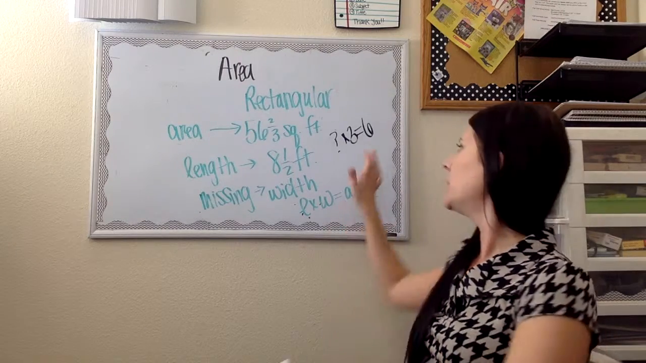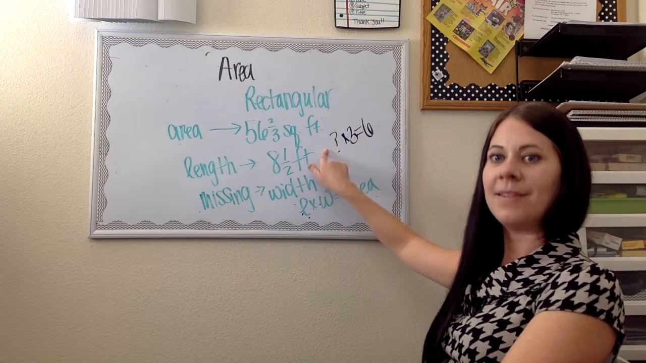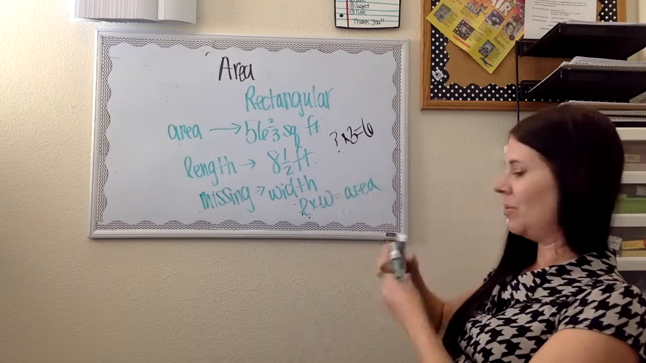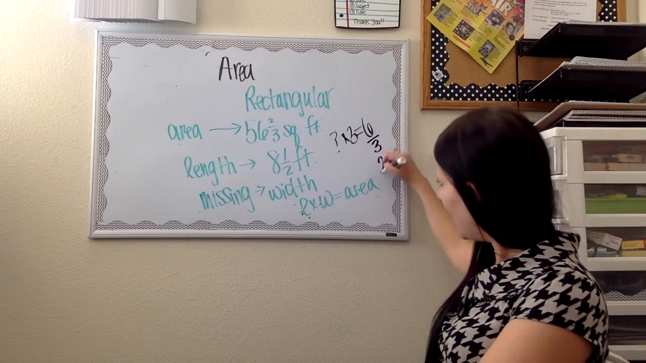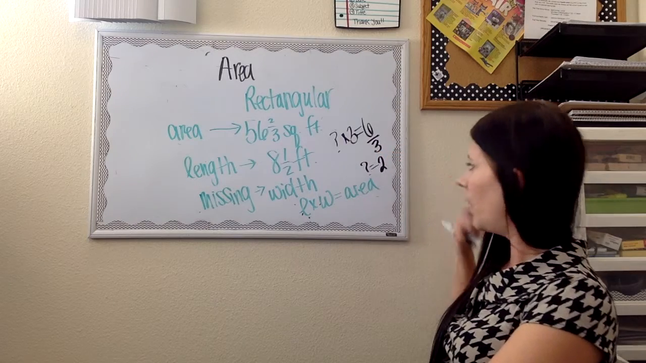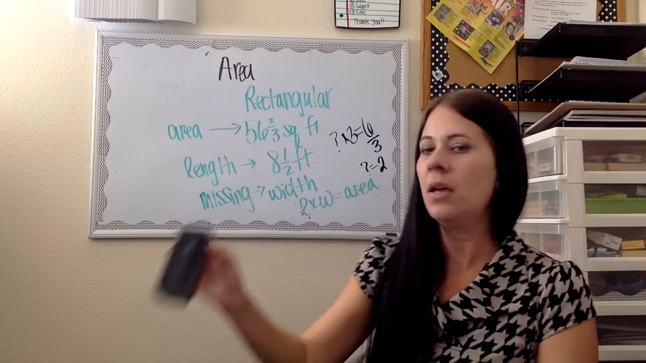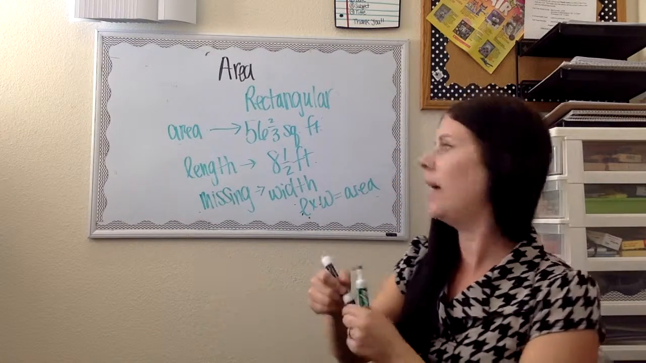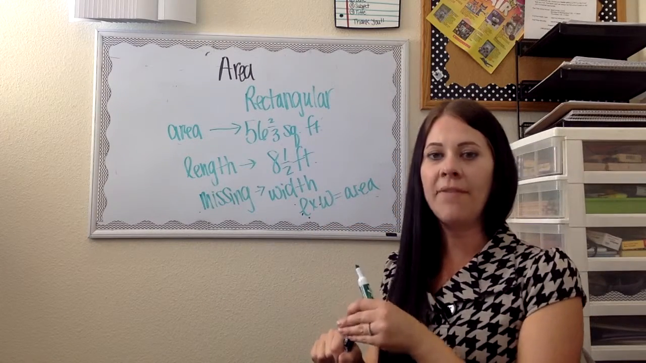But what could you do with the 6 and the 3 to get back to the 2? Divide. So 6 divided by 3 is 2. So we would do 6 divided by 3 and get 2, and then we know what our answer is. So we're going to do the same thing with this: we're going to start with the answer, the area, and we're going to divide it by the length, and we will have the width.